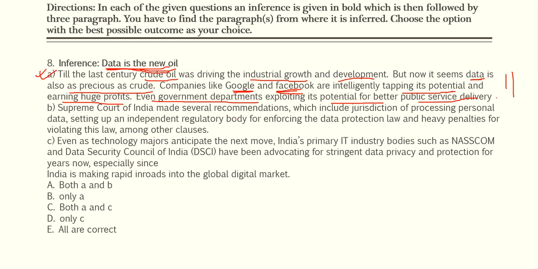Supreme Court of India made several recommendations which include jurisdiction of processing personal data, setting up an independent regulatory body for enforcing the data protection law and heavy penalties for violating this law, among other clauses. See, what is mentioned in paragraph B? It mentions the various measures for data privacy, right? Data protection law, rules, regulations, like that. So it becomes quite vague. It becomes irrelevant. Not exactly irrelevant, but it becomes quite vague. Data is the new oil. This inference does not go with paragraph B.